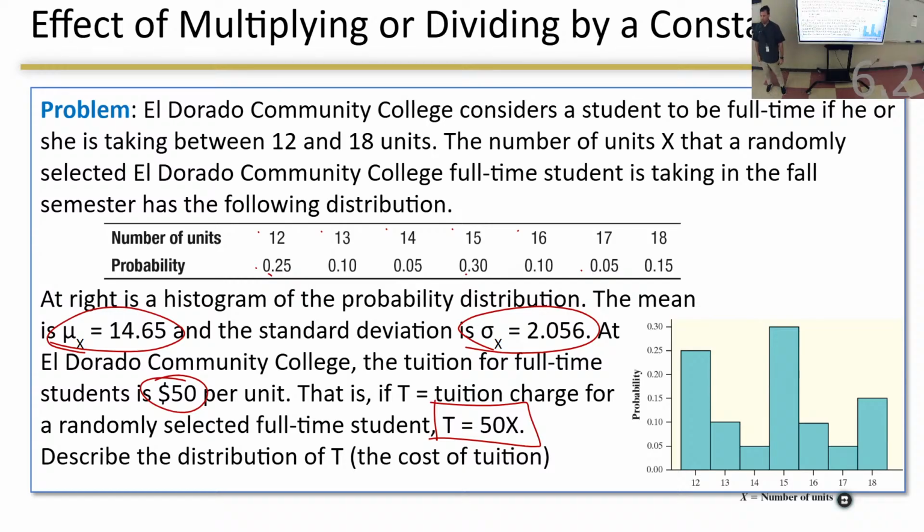Describe the distribution of T. All right, T is symmetric with 3 humps. I don't know how you want to say that. That's how I'll say it.